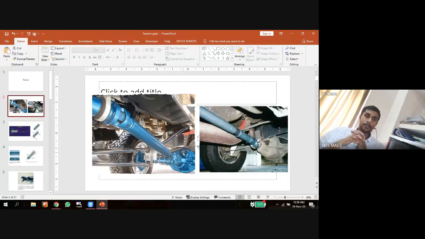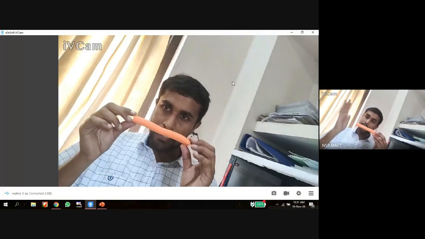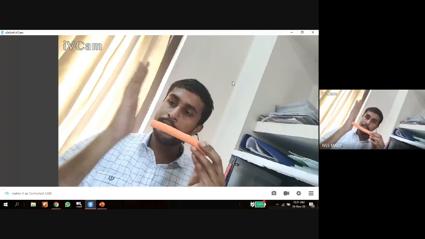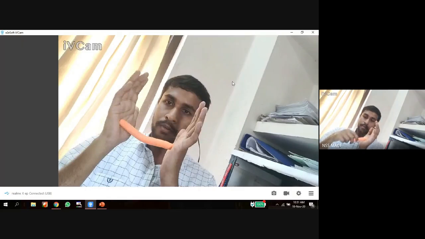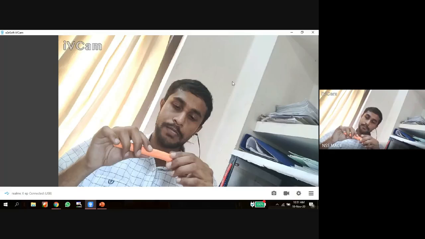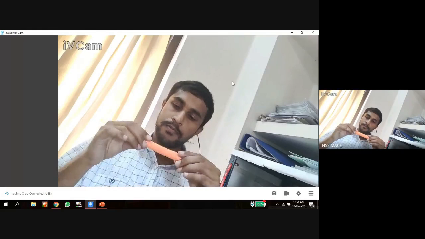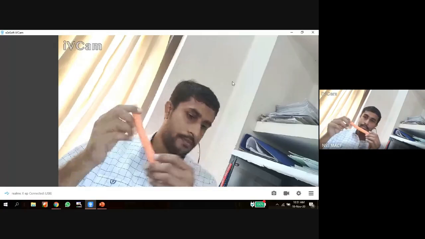So what happens to a body when it is subjected to torque? For example, see this. This is a shaft. Say this end is connected with the wheel, and this end is connected with the engine. Which one starts first, engine or wheel? Engine starts first.